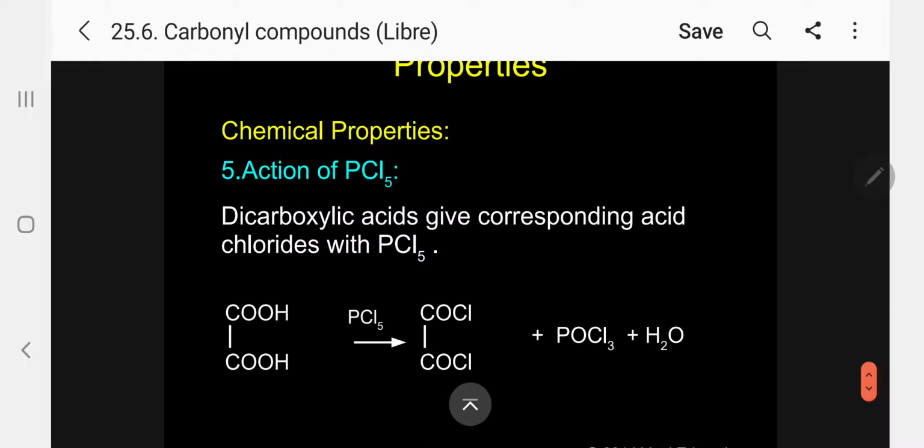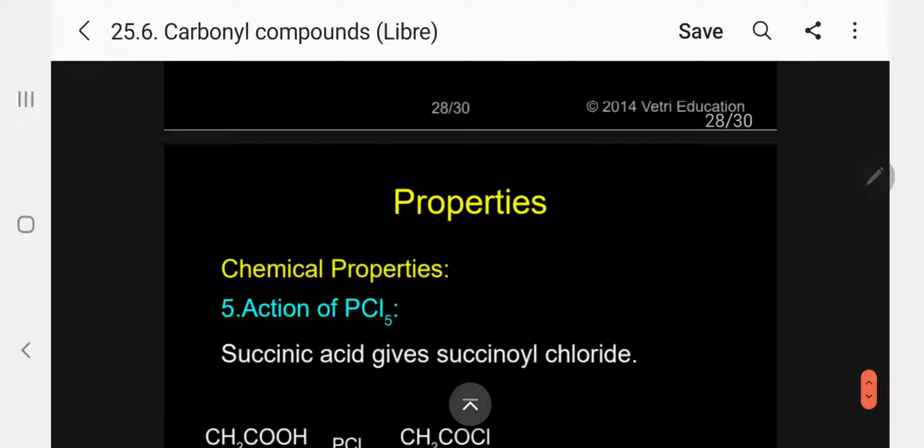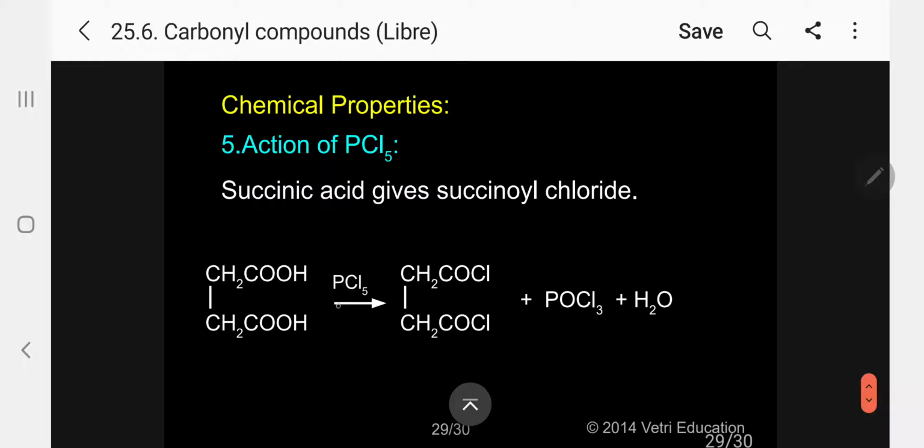Next one, action of PCl5. We know already it is a powerful chlorinating agent. So dicarboxylic acid will give the corresponding acid chloride with PCl5. Both OH groups will be substituted by Cl. This is the corresponding acid chloride of oxalic acid, and phosphorus oxychloride and HCl are formed. In the same way, in the case of succinic acid, the corresponding succinyl chloride, common name succinyl chloride, phosphorus oxychloride and HCl are formed.